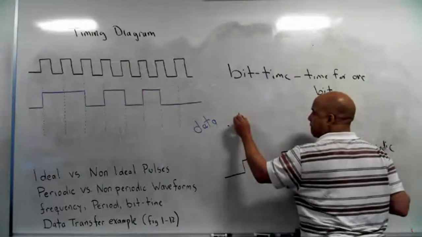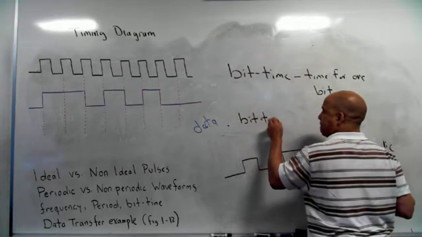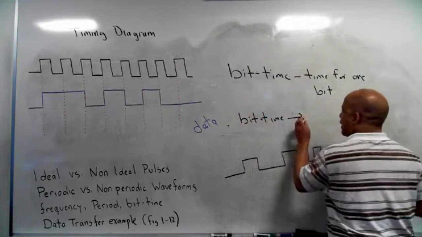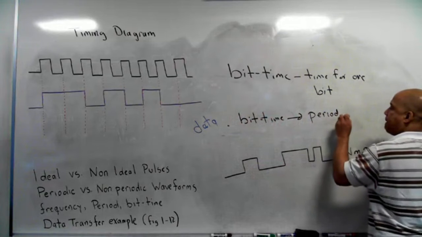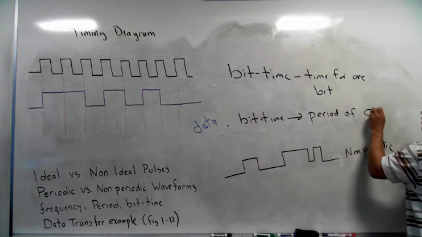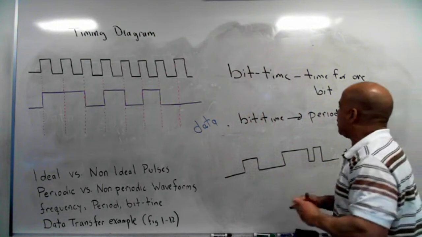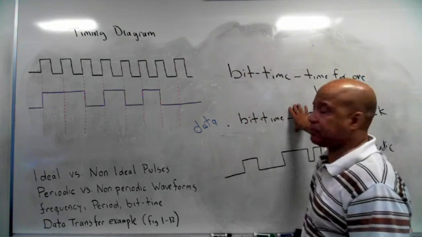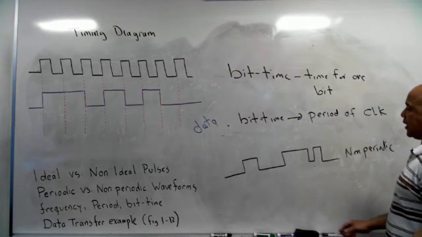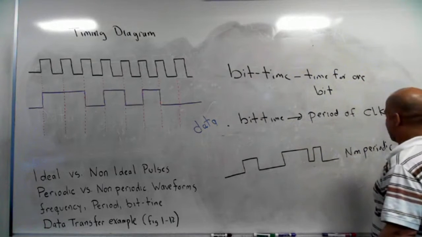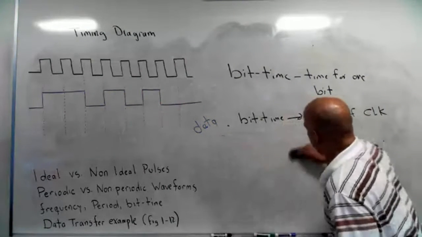So bit time is found by finding the period of the clock circuit. And once you find the period of the clock circuit, then you can use that to determine how many bits you're sending. So let me show you an example of that.